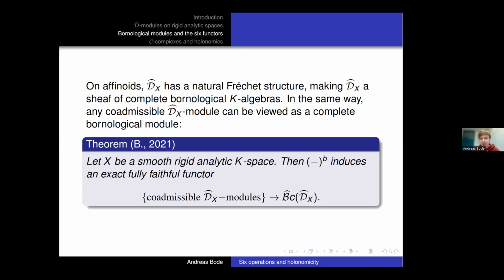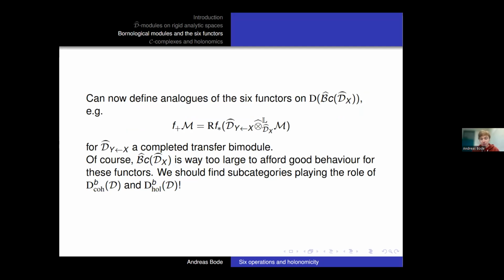And moreover, as I said in the slide before, this is now a framework in which I can talk about derived categories and derived functors. So I can now basically just write down analogues of the six functors in strict analogy to how things work in the complex algebraic world. The direct image is now exactly the same thing as before, except that everywhere that I encounter something, I just put little completion symbols on top, right? I could have written this down already on the third slide or something. The point is now that I have made sense of what this means.